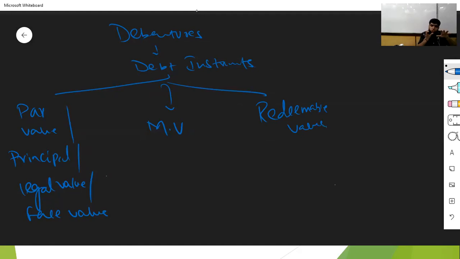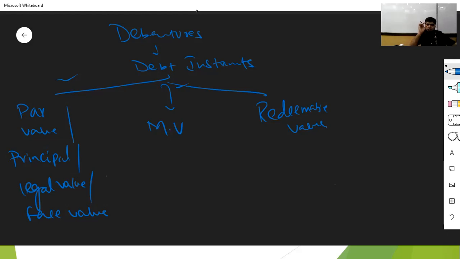As we all know, in shares we have just two values, the par value and market value. In the case of shares, we don't have any redeemable value. Why? Because we all know that shares are never redeemed to the investors. They are never returned back to the investors. It means the amount of shares will never be redeemed.